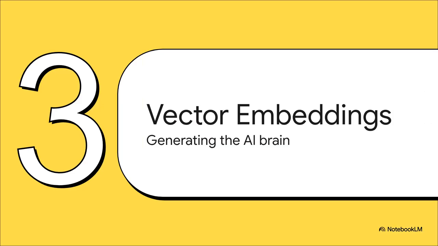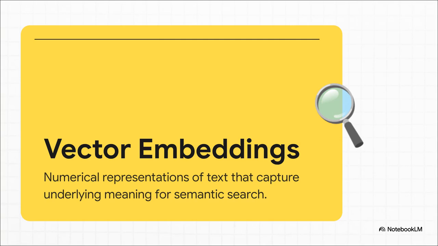All right, on to step 3, generating AI vector embeddings. Before we run any scripts, let's make sure we actually understand what we're generating here. What exactly is a vector embedding? Well, simply put, it's a numerical representation of text that captures its underlying meaning and context.